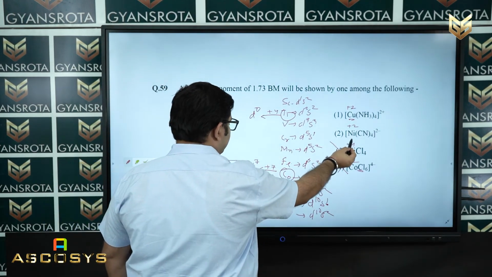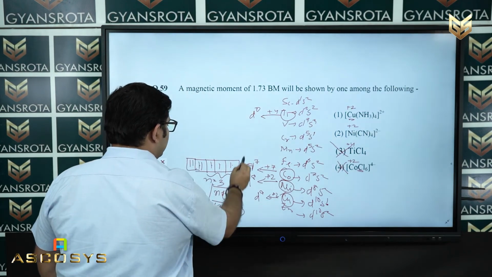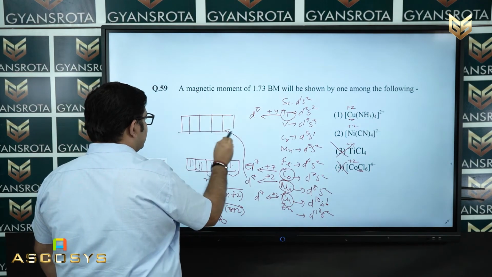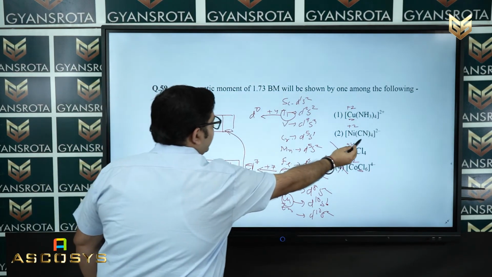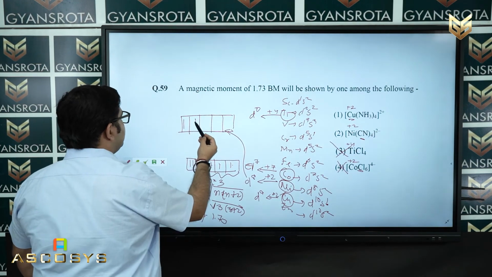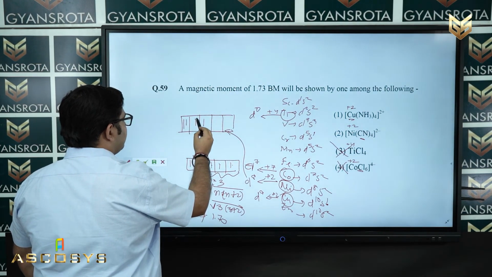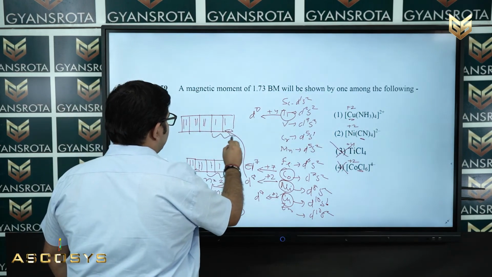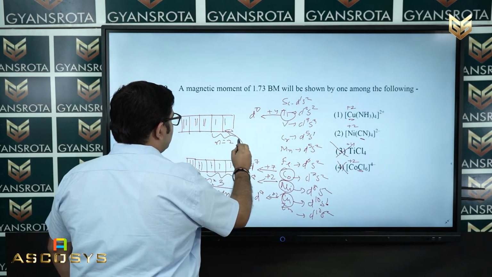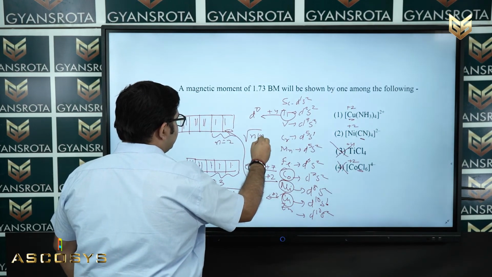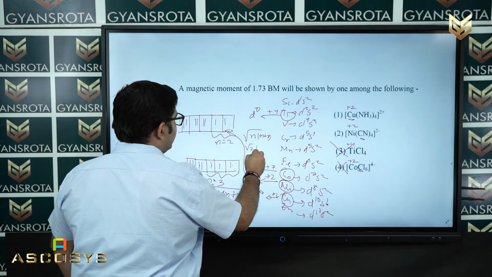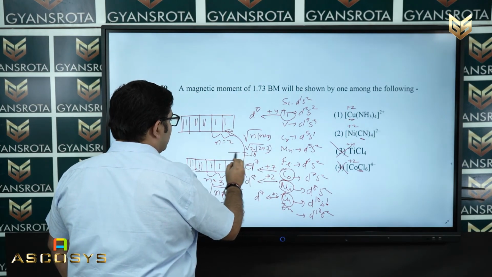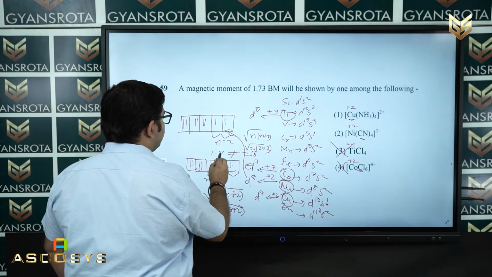Now, nickel part, if you see d8. So, how will d8 look like? Again 1, 2, 3, 4 and 5. So, 1, 2, now cyanide is a strong field ligand. So, 1, 2, 3, 4, 5, 6, 7 and 8. Now, here the number of unpaired electrons is 2, and if I write n into n plus 2, that is 2 into 2 plus 2, that is 4, 4 into 2, 8. No, this is also not equal to 1.73.